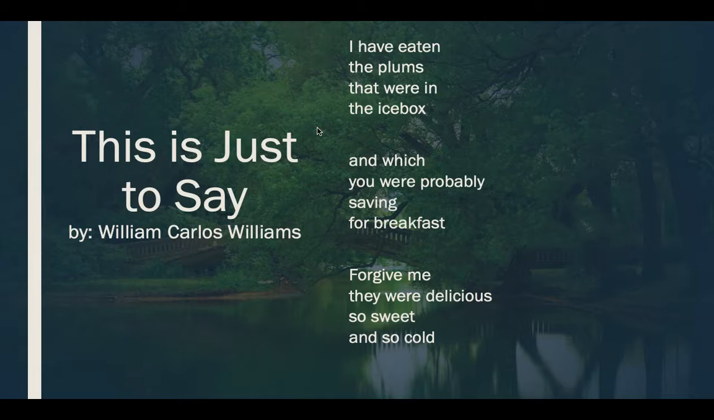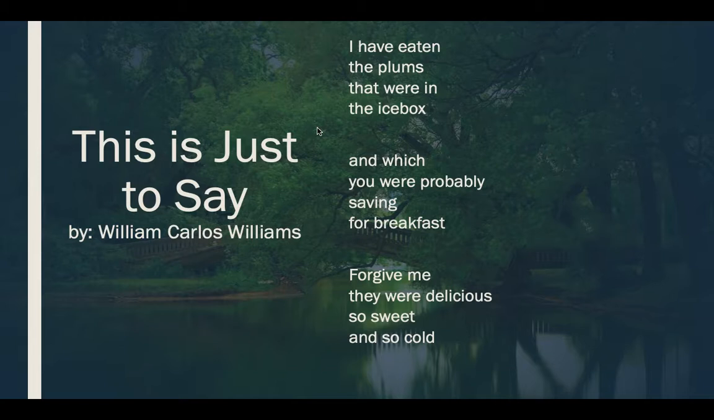It was stated that this was a found poem, and so he's collecting these different sorts of lines that he's seeing left on notes. But what he's doing in this poem is plain and simple, just like we just went over, right? I have eaten the plums that were in the icebox. So we know that our speaker is past tense, right? I have eaten, that this action has already come. And then the plums that were in the icebox.